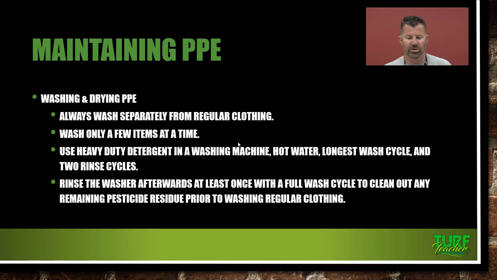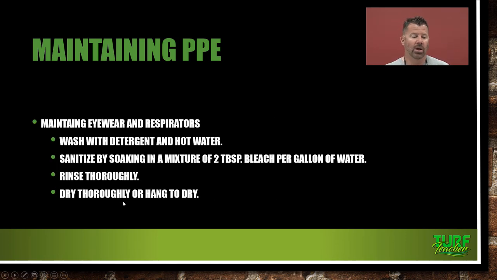Use a heavy detergent on the hot water cycle, the longest cycle, and then use two rinse cycles for it. And then after you've washed the clothes, you need to run the washer by itself to get any of that pesticide residue out of the washing machine. And do that before you wash any of your personal belongings or your family's.